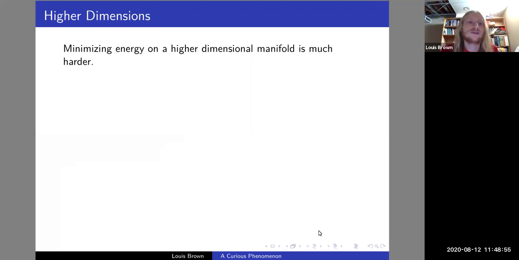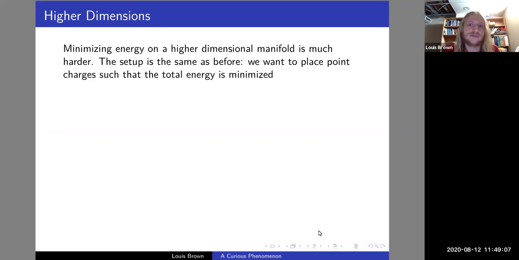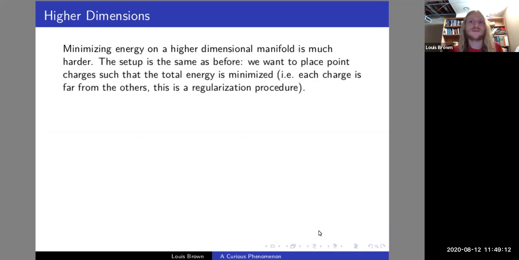Okay, now we're going to talk about how we can do this on higher dimensions. So if we want to minimize energy on a higher dimensional manifold, it's going to be much harder. The setup is the same as before. We want to place point charges so that the total energy is minimized, meaning that each charge should be far from the others. And this is sort of a regularization procedure, because it means that the charges won't be too close or they would repel each other and have higher energy.